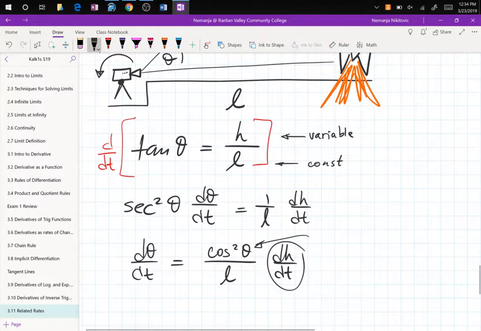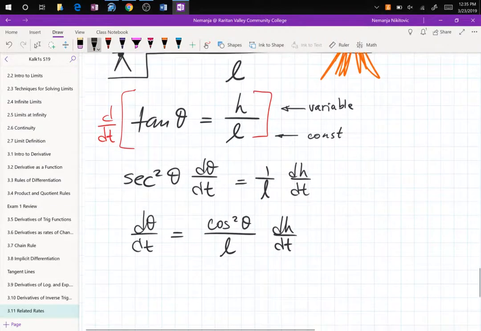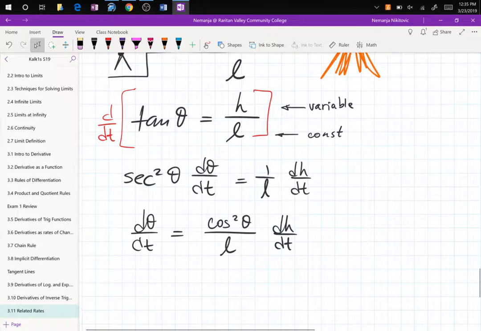dh dt is the speed of the rocket, so we have that. And L is how far we put the camera. Well, stretch the Home Depot tape and measure it, 300-500 feet. So we have this. The only thing that I need to fix is theta. I am not allowed to have theta in this formula because we don't get to measure that anywhere.